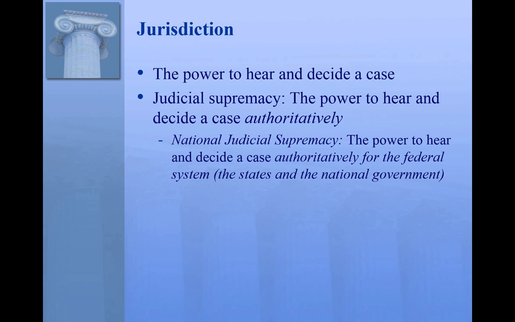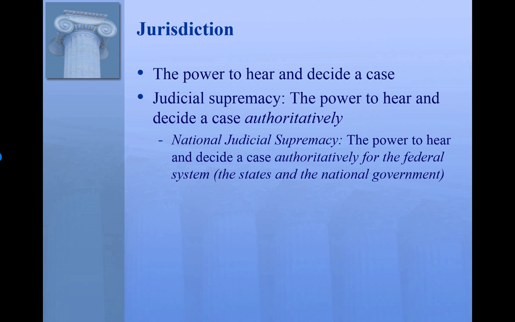The first one is called national judicial supremacy. This means that the Supreme Court can hear and decide a case authoritatively for the federal system, and that means mostly the states, but also in instances where the states and the national government conflict with each other. So when a case comes to the Supreme Court from a state Supreme Court, it is using its power of national judicial supremacy to hear and decide that case.